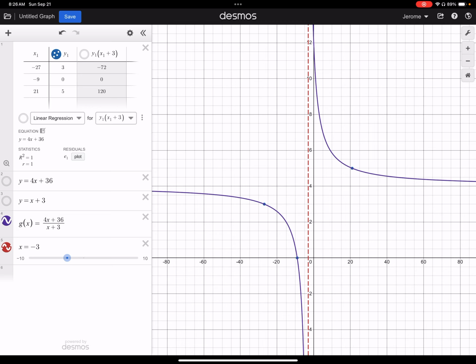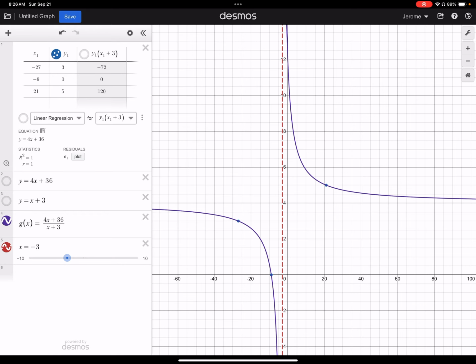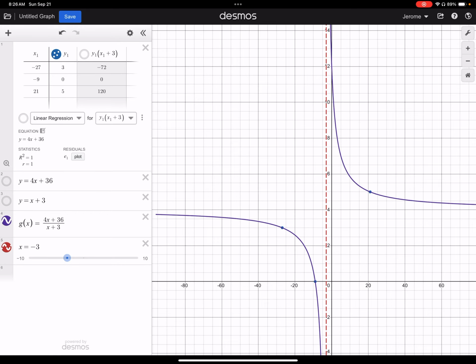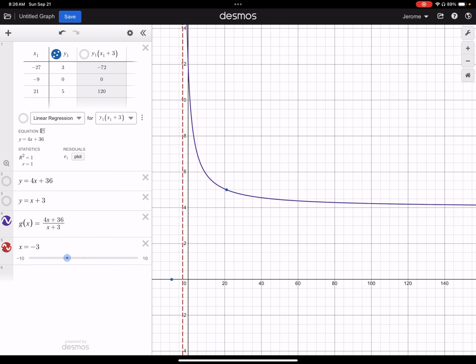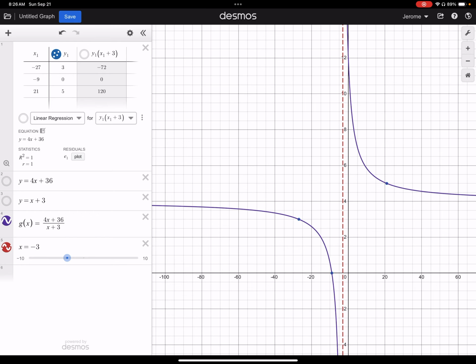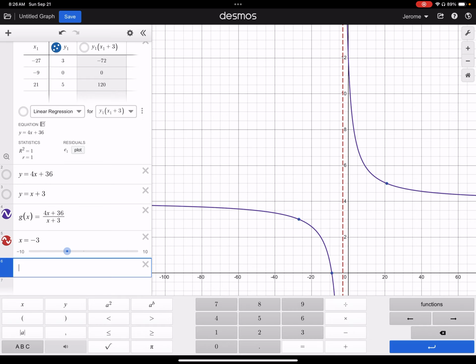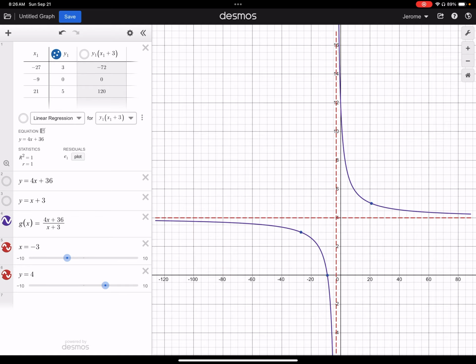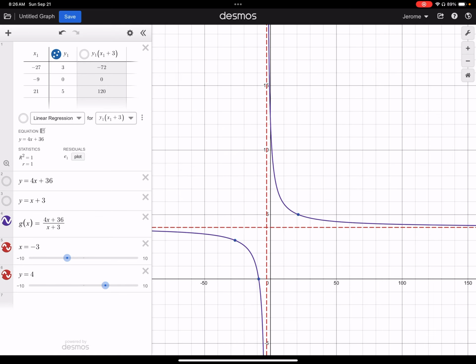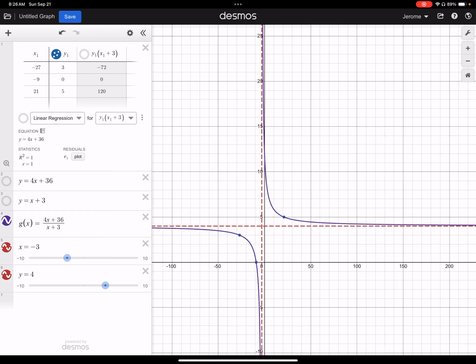Okay, but there's another asymptote, and that is a horizontal one. So it looks like right here at y is equal to 4, that seems to be something that the purple graph is getting closer and closer to. So let me type this one in. So y is equal to 4. And I'll do the same treatment that I did on the last one to make this a little dashed graph. There we go. Yes, so you can see that that is in fact the case here.